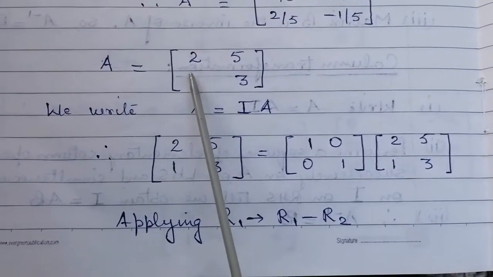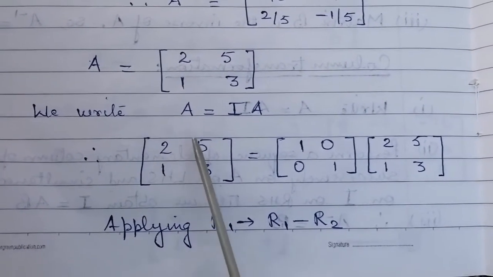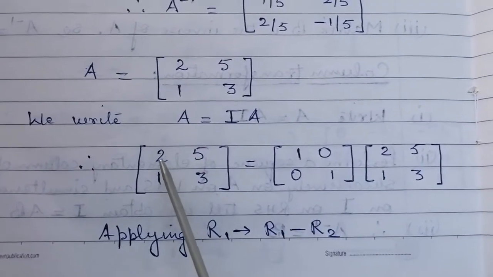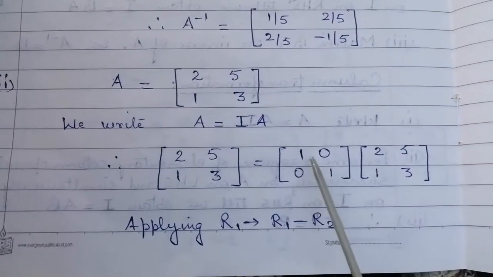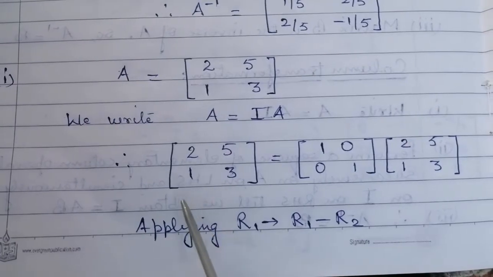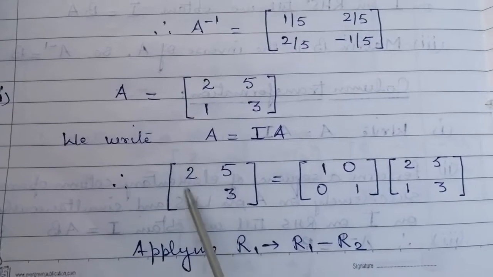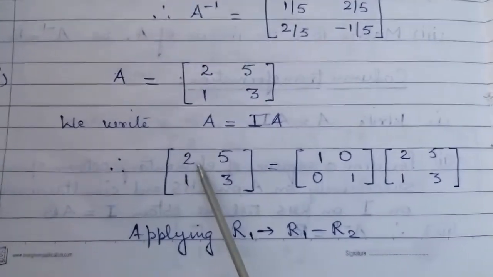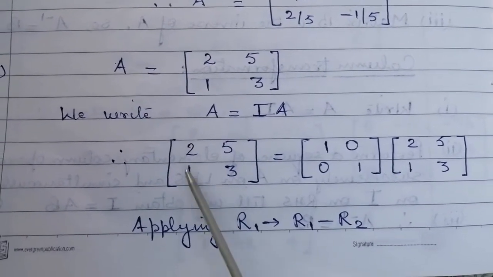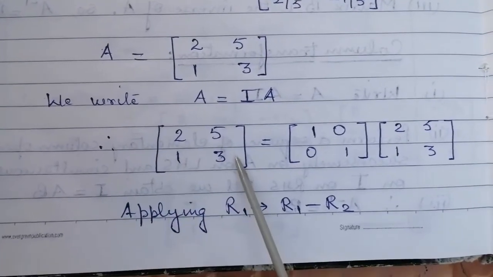Matrix A is having elements 2, 5, 1, 3. So we are using elementary row transformation. So we write A as I into A. So put the values 2, 5, 1, 3, and this identity matrix 1 0 0 1, and this matrix A as it is. Now again see, since we have to make this matrix an identity matrix, here what do we need? 1. And how do we get 1 here? If I subtract this from this, 2 minus 1 will give you 1. So that means on the first row we can apply R1 minus R2.